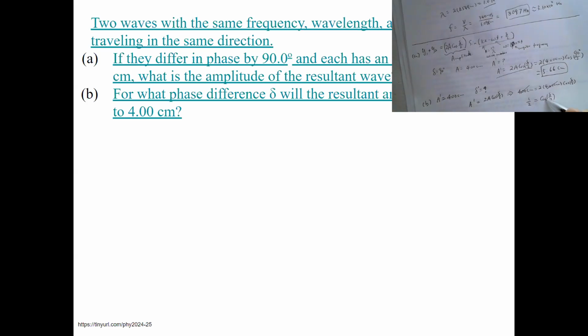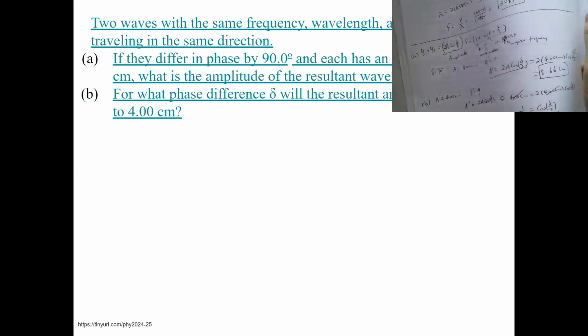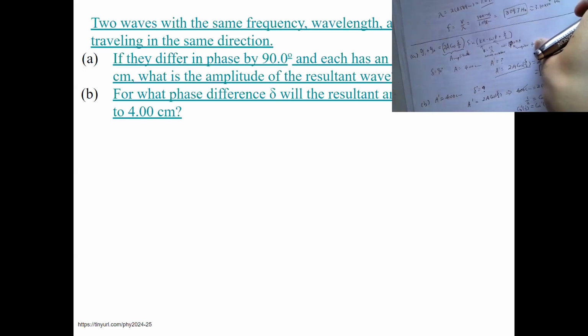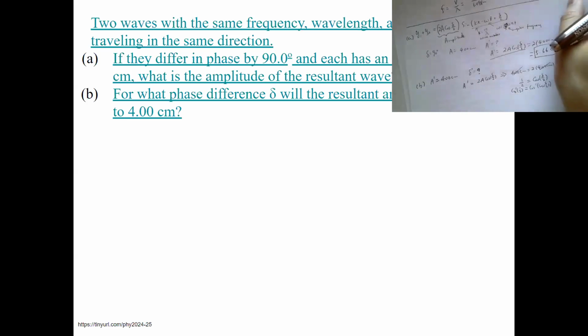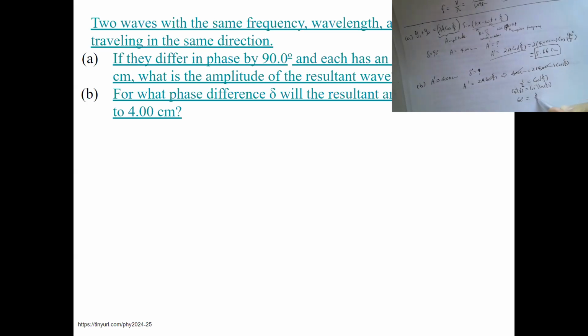Now, because you have cosine here, you want to do the inverse of cosine. To get rid of cosine, you do the inverse of cosine to the right-hand side and also to the left-hand side. Inverse cosine of 1/2 equals 60 degrees if you plug it into the calculator. So that equals delta divided by 2. Then you multiply both sides by 2 to solve for delta. Delta is 120 degrees in this case.